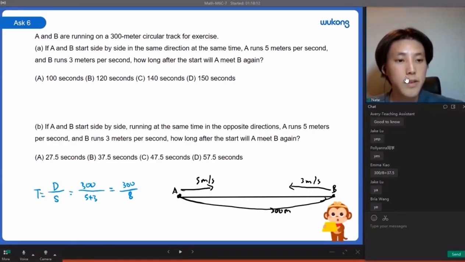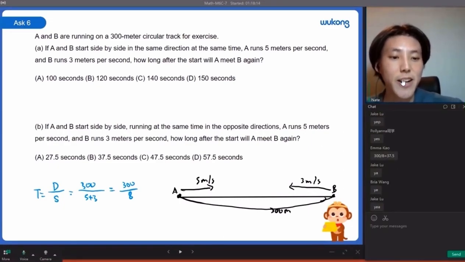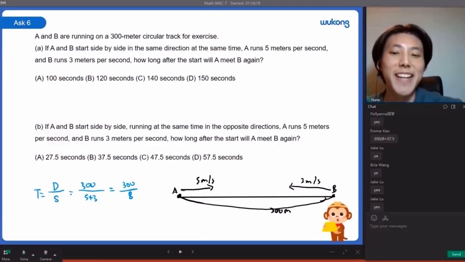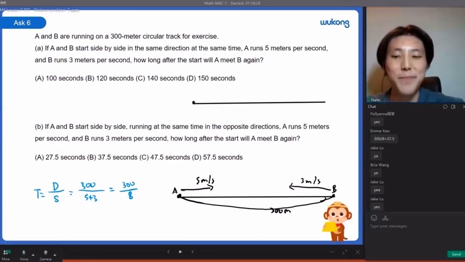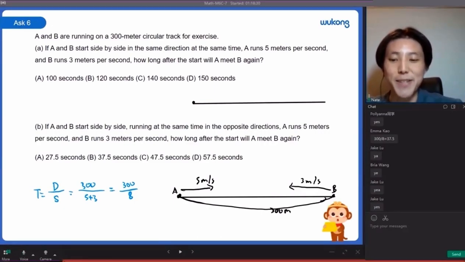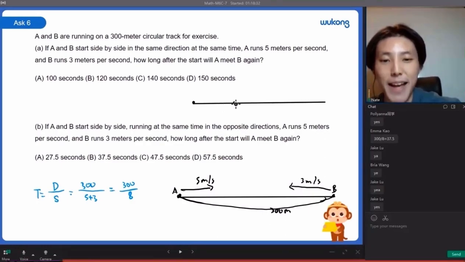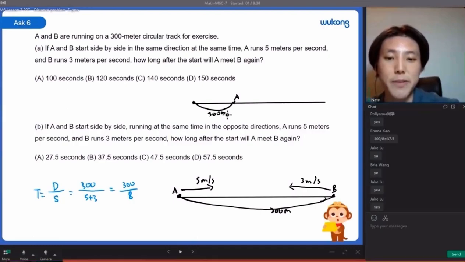Okay, guys, sorry. What I just found is the answer for the next question. This question should be, they should be traveling in the same direction. My bad. It should be the difference of speed. Yes, it should be like this. So A is over here. This distance should be 300 meters, and B is like that.